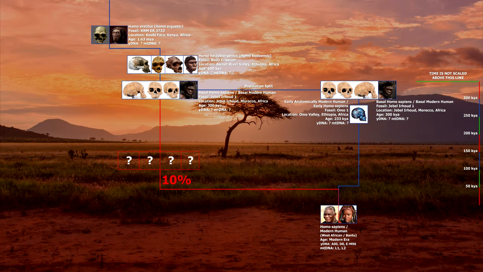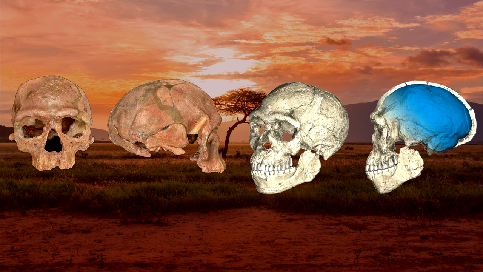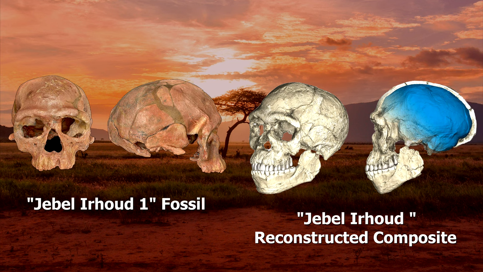In regard to the deep modern human component that comprises 10% of West Africans' ancestry, there are human fossils that have been discovered in Jebel Irhoud, Morocco, which is in North Africa. Their estimated age matches the estimated time period that the second article says was when the deep modern human lineage of West Africans diverged, which was 200,000 to 300,000 years ago.